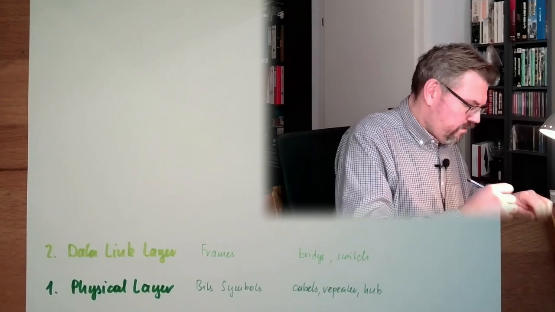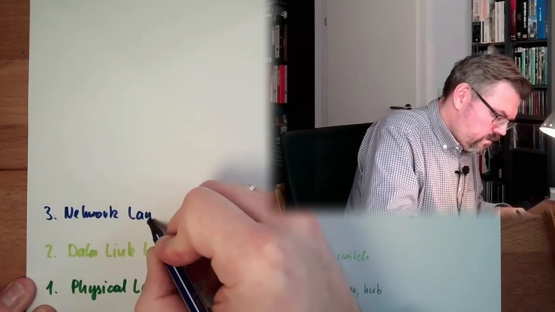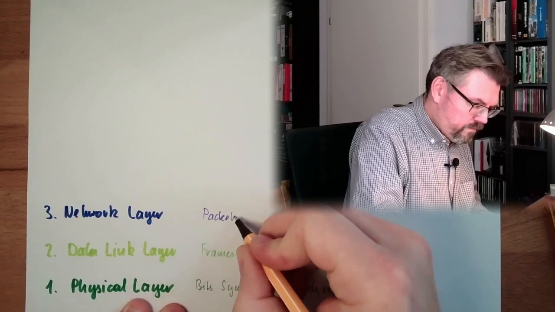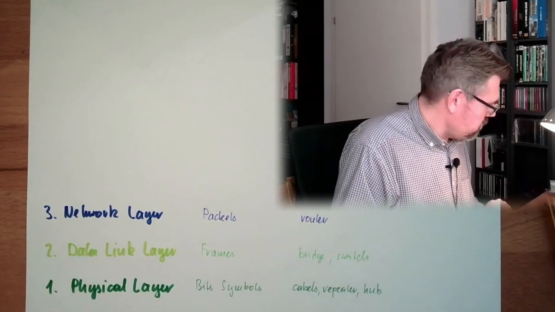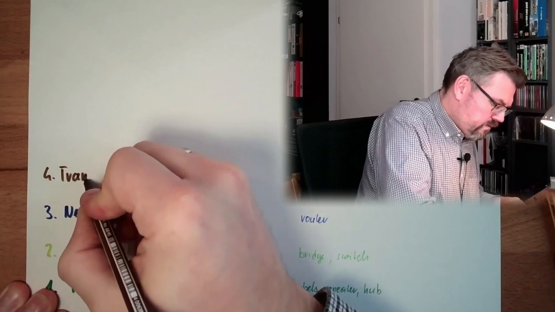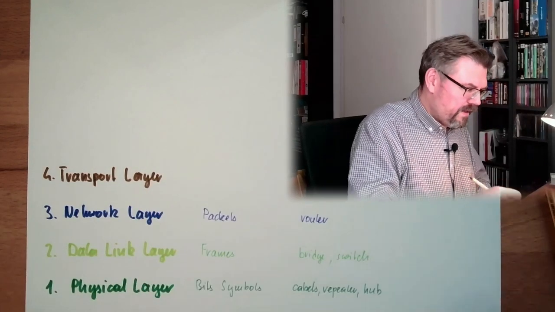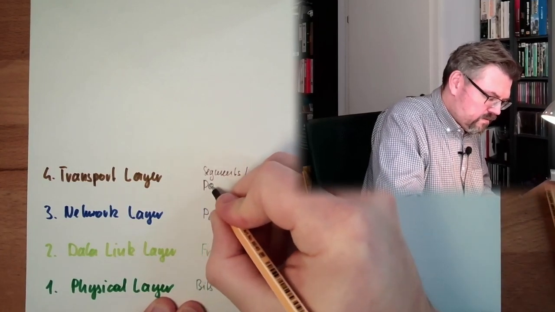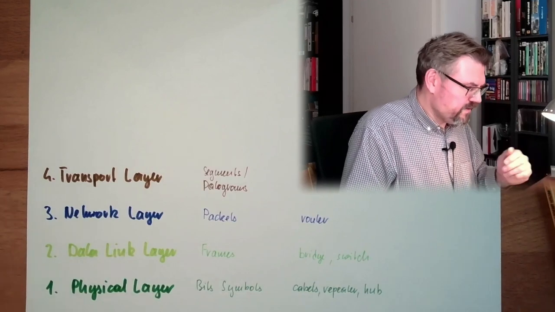Then we have 3, the network layer. Here we're talking about packets. And a typical thing working here is a router. Then we have 4, the transport layer. Here we're talking about segments or datagrams. Yeah. These are the names of the layers.